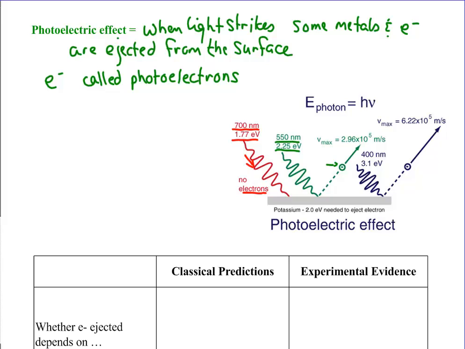And these electrons are ejected, and they have a particular amount of energy. V is a velocity, and so they have a velocity of 2.96 times 10 to the 5th meters per second. So they're moving relatively quickly right along. I have an even shorter wavelength of light with an even higher amount of energy hitting the metal, and I get electrons coming off at an even larger velocity.